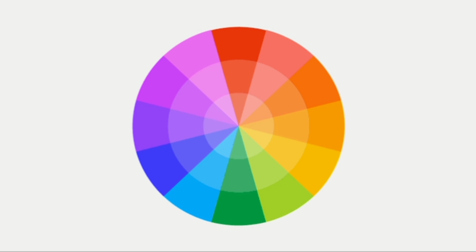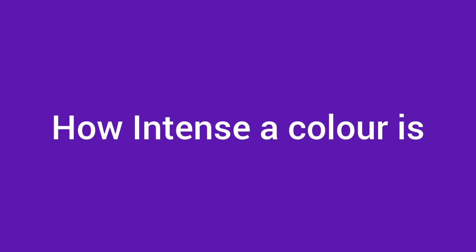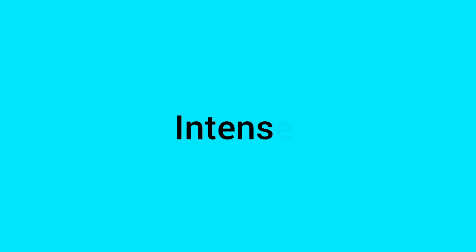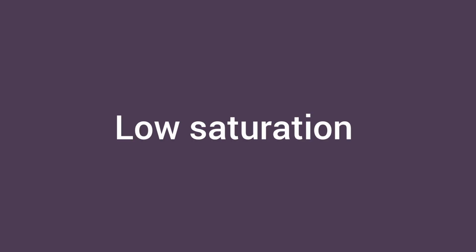The next one we have is saturation. Saturation asks, how intense is the color? Saturation is how pure or intense the color is. We have high saturation, which is bold and bright, and we have low saturation, which is dull or grayish.